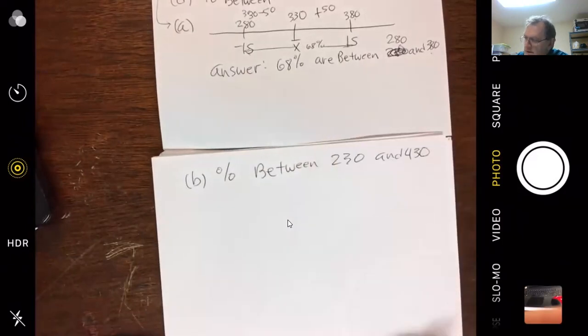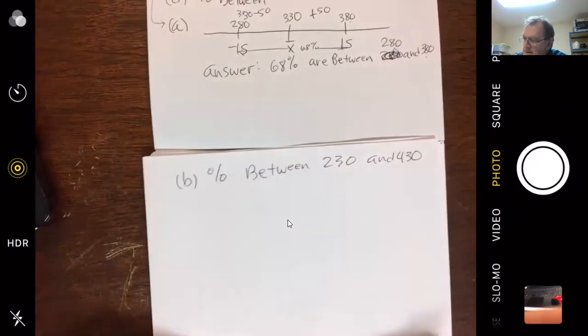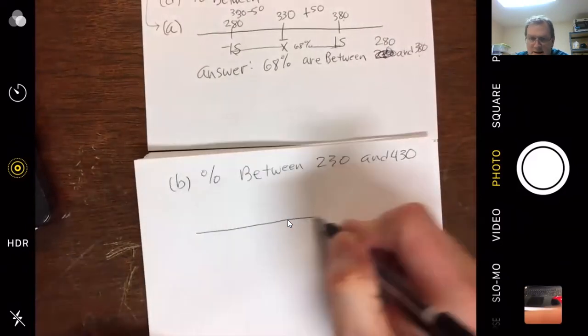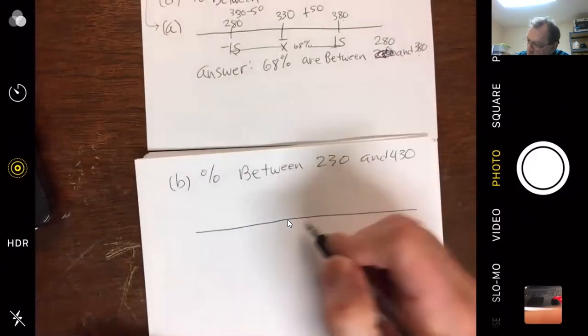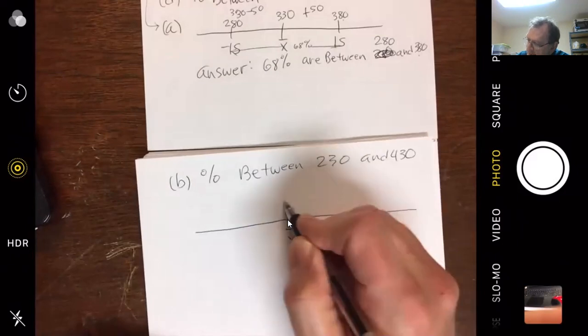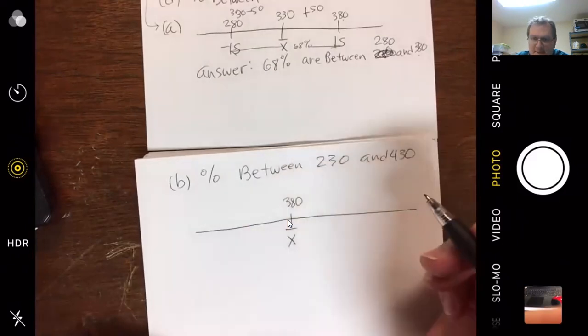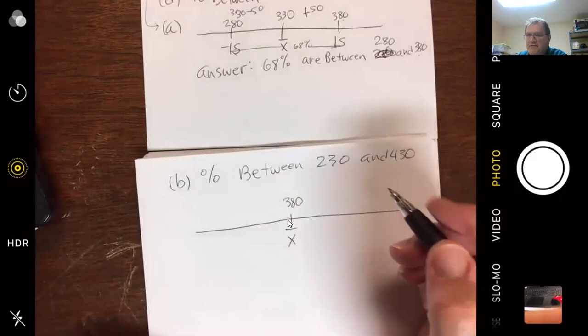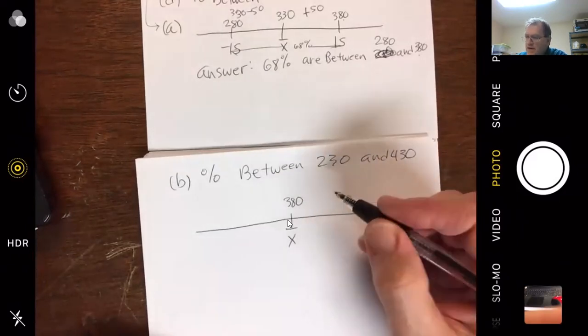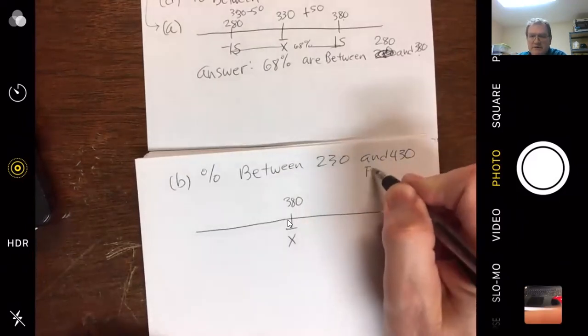Again, the mean in the middle is 380. Now I've got to work my way up here, and I got to find my K, because that K is going to refer to one of these three rows, and that'll give me the percent.